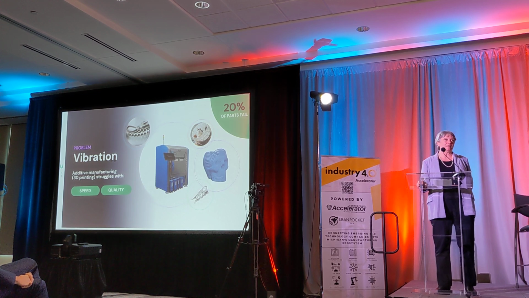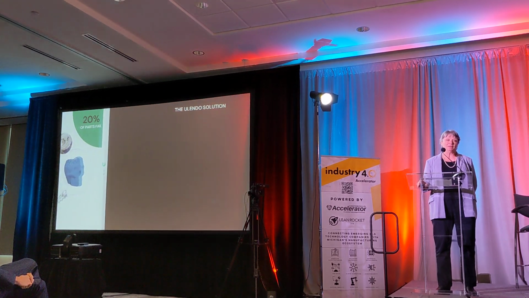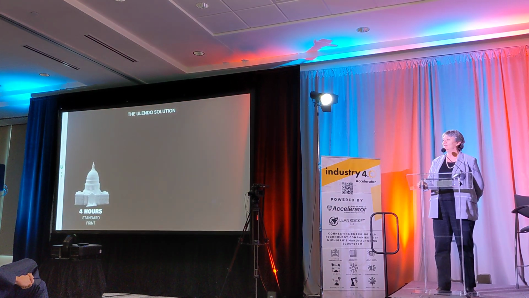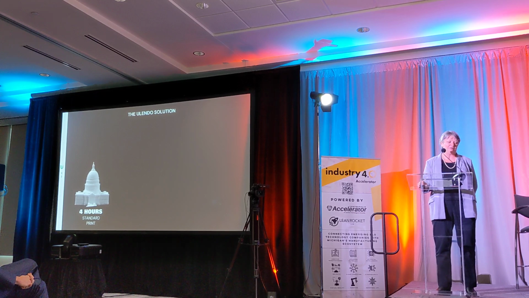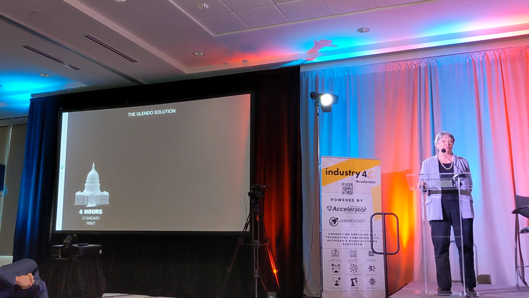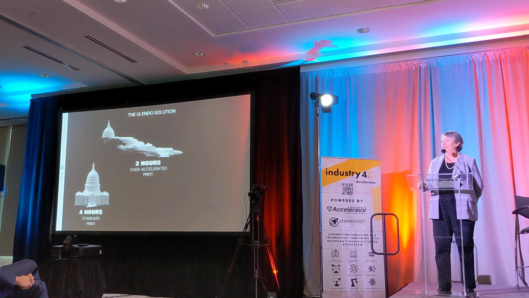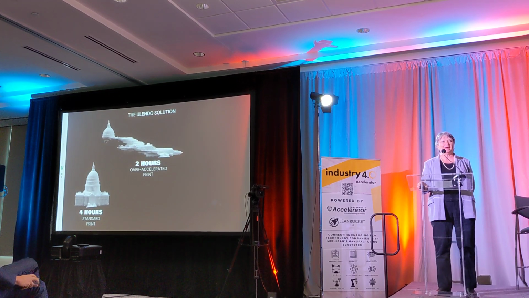One of the underlying reasons for this is vibration. Let me show you an example. This is a model of the Washington Capitol that was printed in 4 hours. So it's a good quality print. When we speed up the printer, it vibrates, creating here what we describe as layer shifting. Now this part has to be thrown away.